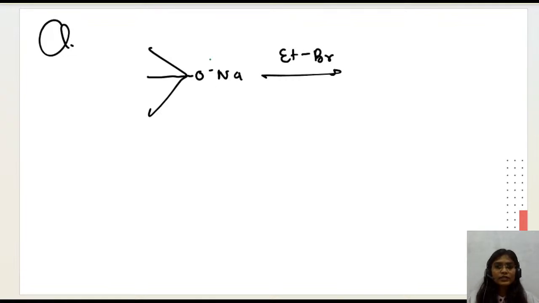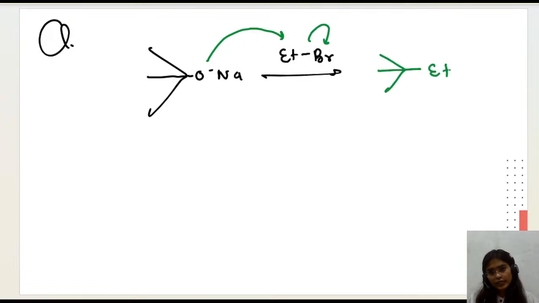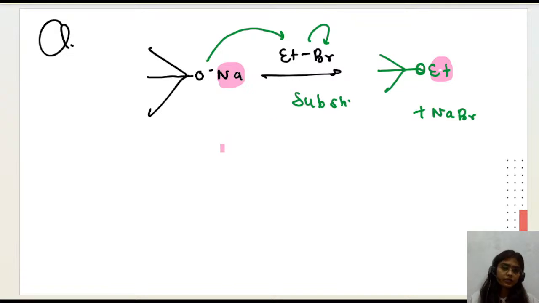See this. This is O negative attacking here, and this bromine is going to leave. So what we get simply is that this Et part is connected here with O like this, and NaBr is released. What is it? It's a substitution reaction. Why? Because if you observe, OH is replaced by Et there, so it's simply a substitution reaction.